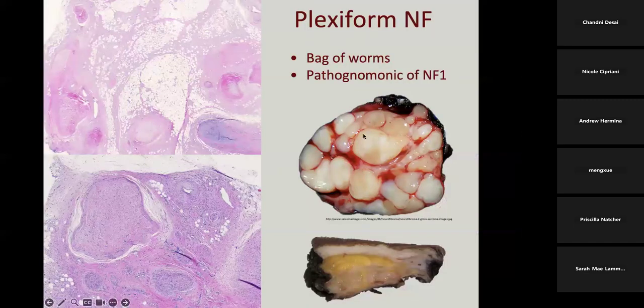Okay, here's an example of plexiform neurofibroma, which you know is pathognomonic of NF1. On gross appearance, it is this multi-lobulated, quote unquote, bag of worms appearance. And on cut section, you can see these multiple tumor nodules, but also with diffuse neurofibroma present in the background around these lobules.